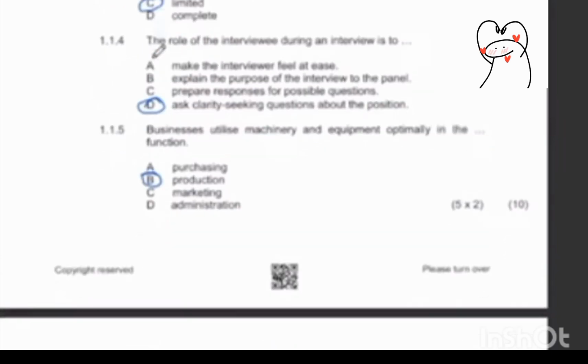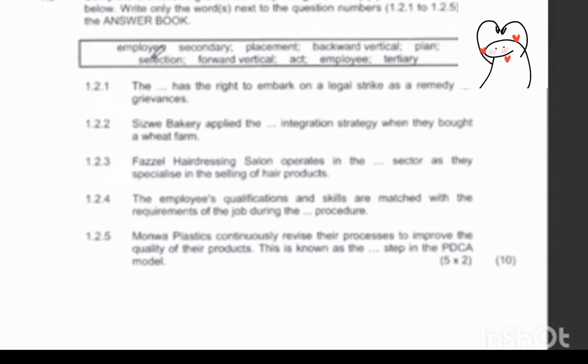Okay, right, grade 12. So now let's move on to the next question, which is question 1.2. So now 1.2 reads as follows. Complete the following statements by using the words provided in the list below. Write only the word next to the question number 1.2.1 to 1.2.5 in the answer book provided. Okay, right. So now 1.2.1 reads as follows. The dash has the right to embark on a legal strike as a remedy for grievances. So the answer here is going to be employees.